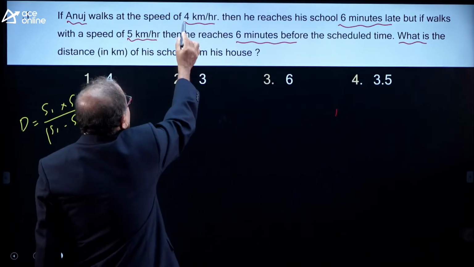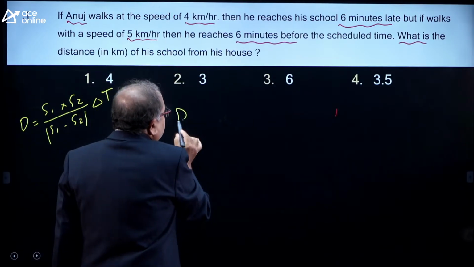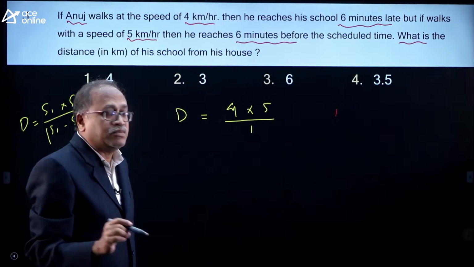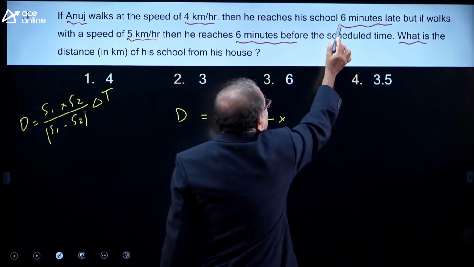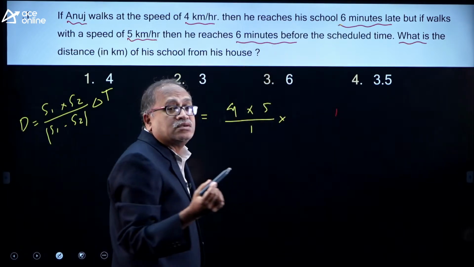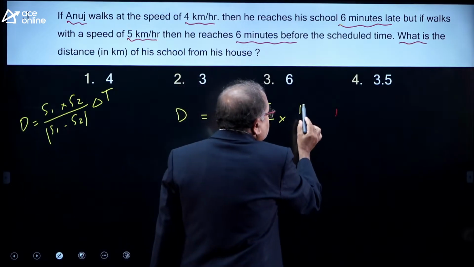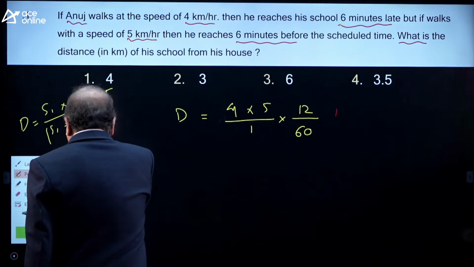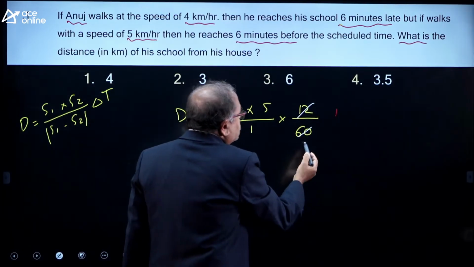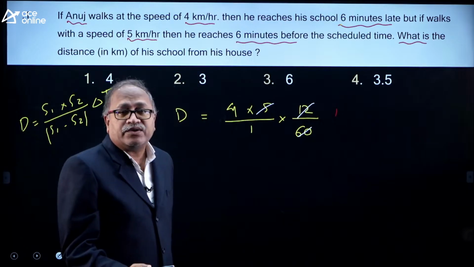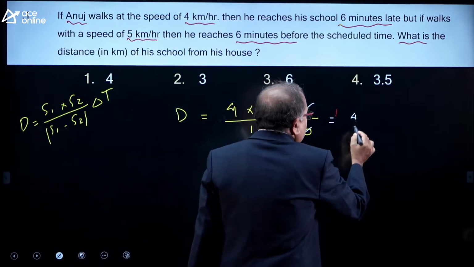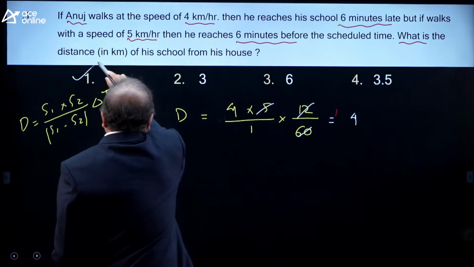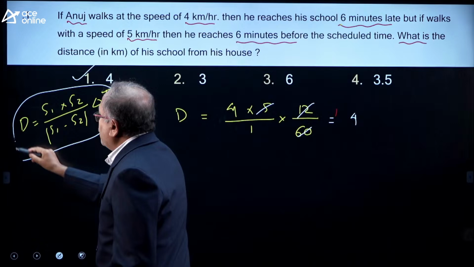Let me answer this question. With S1 and S2, the distance is equal to 4 into 5, and the difference between 4 and 5 is 1. The difference of time is 6 minutes late and 6 minutes before, that means 12 minutes. So 12 by 60, I am converting this into hours. The rest is basic calculation. The 5 gets cancelled, and you rightly answered that the distance is 4 km. Well done my dear friend, that indicates that you know this formula.